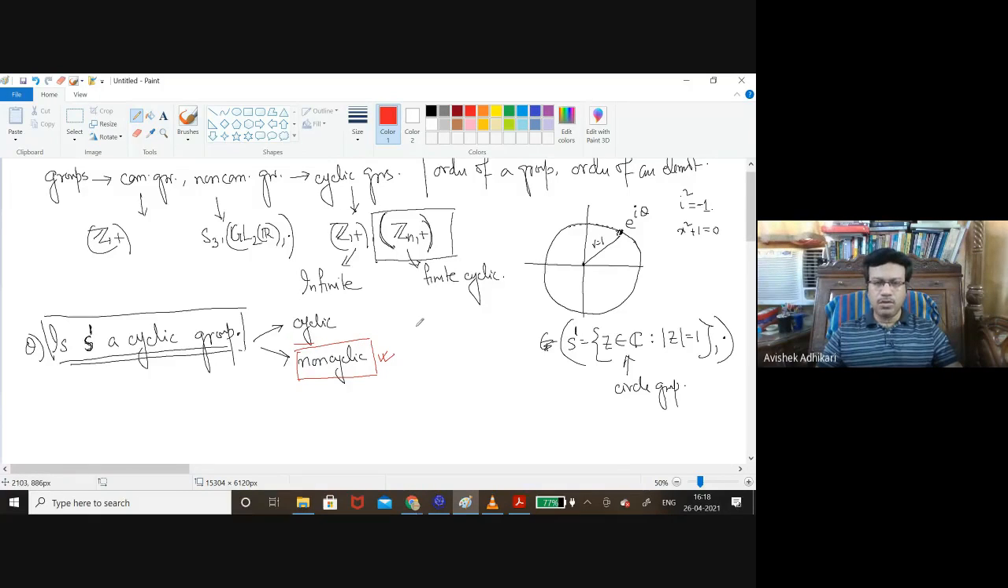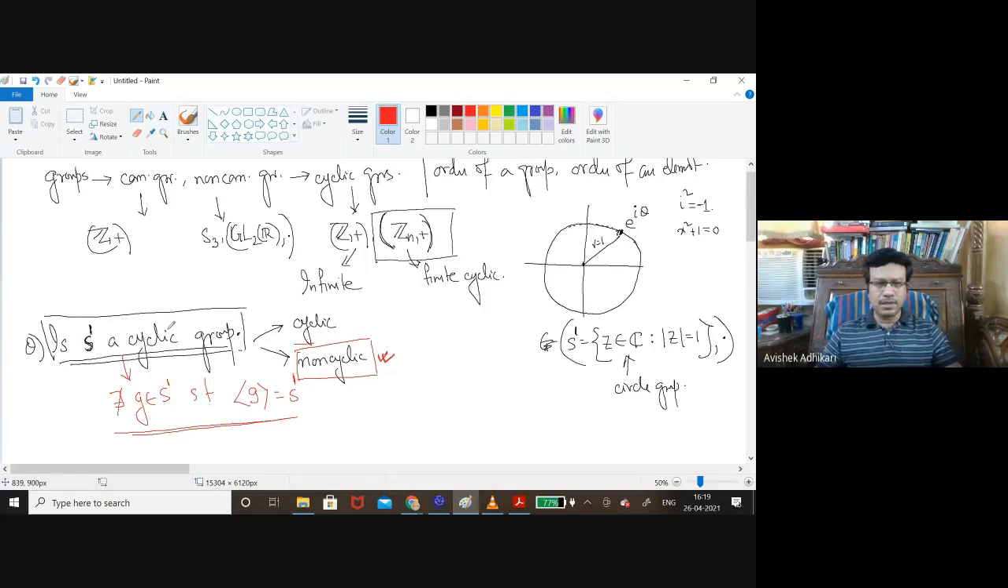Can anybody give me an idea, not the whole proof, but some idea of how to develop a rigorous proof for that? So what do you need to show? That there exists no g belonging to S1 such that g is a generator of S1, right? That you need to show. Or if you can show that there exists some subgroup of S1 which is not cyclic.